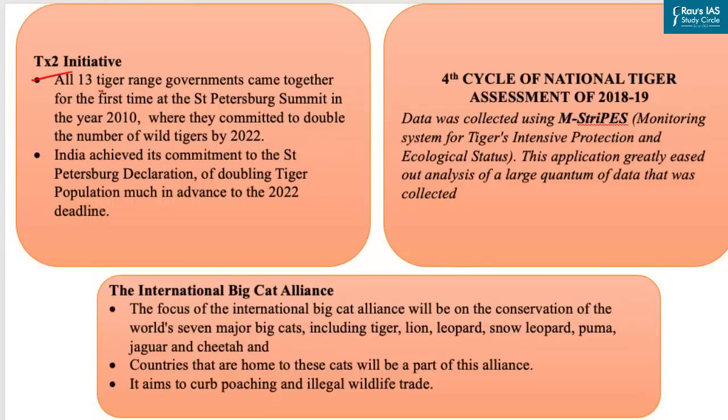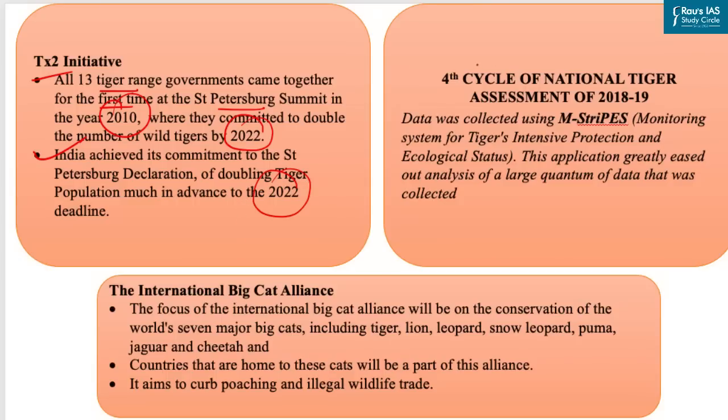In this, 13 tiger range governments came together for the first time at the St. Petersburg Summit in the year 2010, where they committed to double the number of wild tigers by 2022. And India achieved its commitment to the St. Petersburg Declaration by doubling the tiger population much in advance of the 2022 deadline.